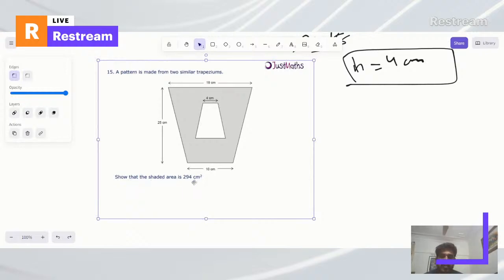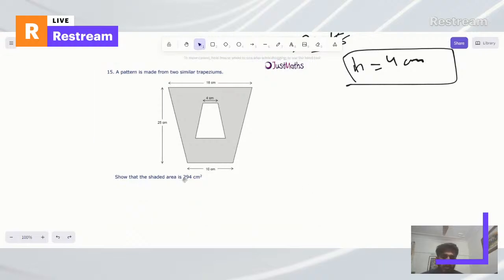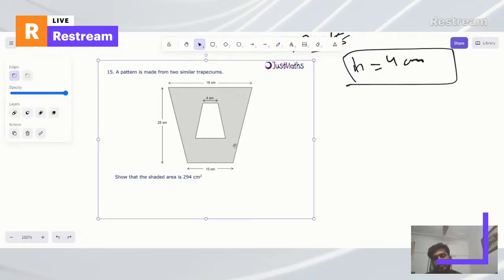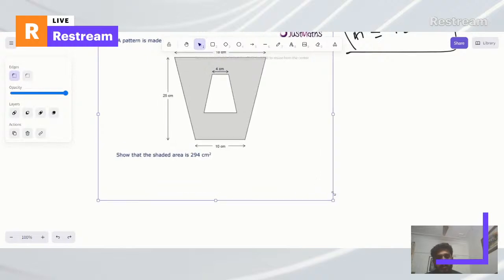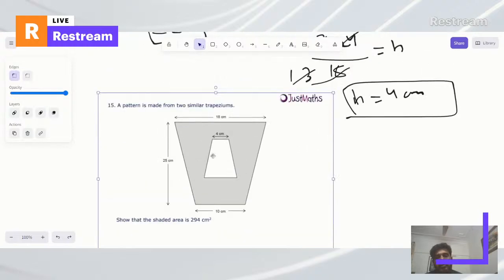Show that the shaded area is 294, right? It's pretty simple, it's not that difficult to understand, right? It involves a little bit of concept from similar figures as well.